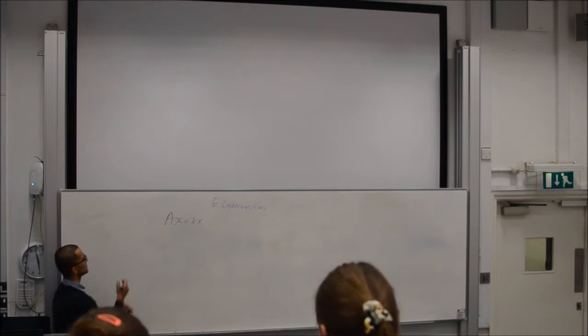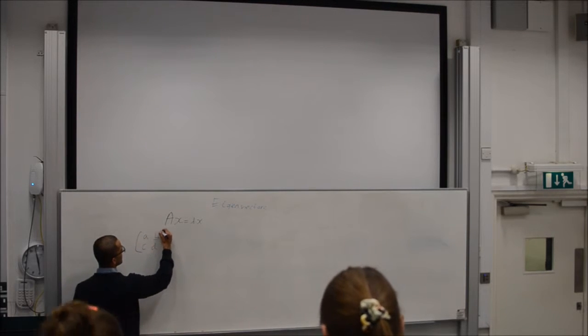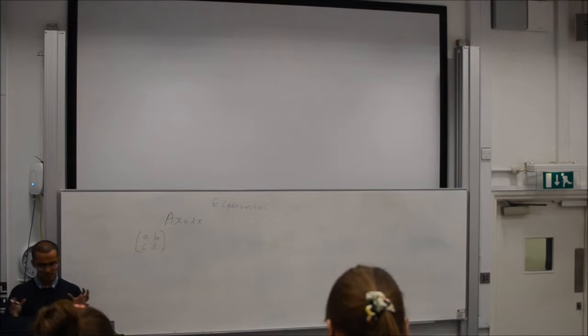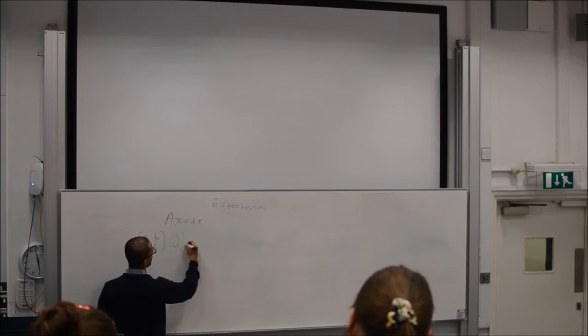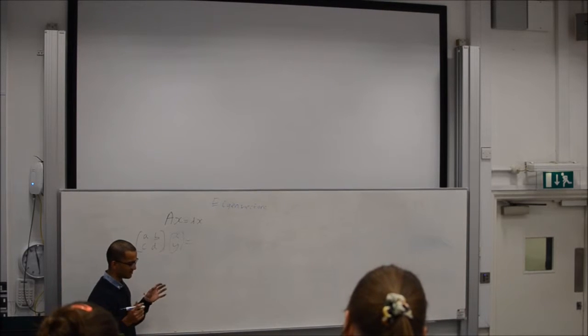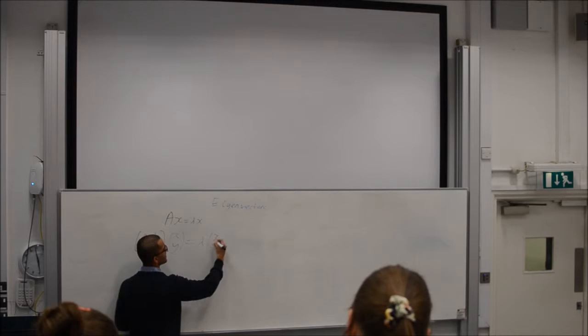So let's say you have some matrix A that looks something like this: a, b, c, d. And you're going to multiply it by some vector x, I'm going to say x, y. And what you get out with eigenvectors is simply the same vector, but multiplied by some constant, and we're going to call that constant lambda.